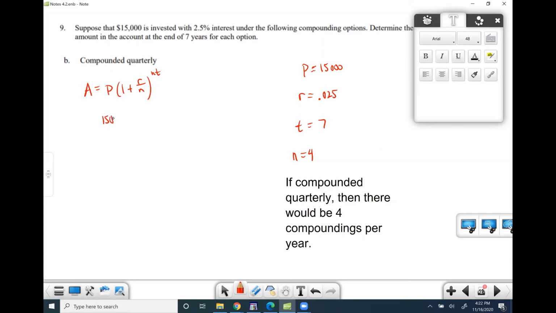Okay, so we have that same formula. So we still invested 15,000. We still have a rate of 0.025, but this time we're compounding it 4 times per year. All right, probably would be easiest to make that exponent a 28 and then go to your calculators. So let's see what the amount in the account's going to be. Hopefully it's higher. We upped the number of compoundings, so we should have made a little bit more money.